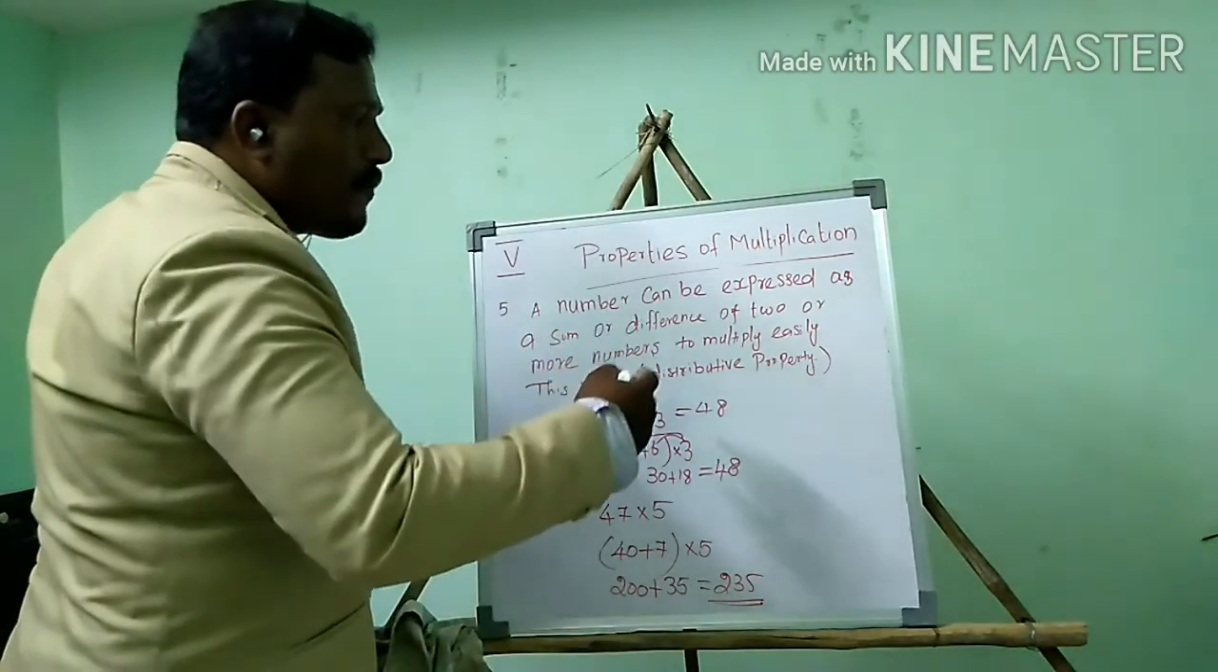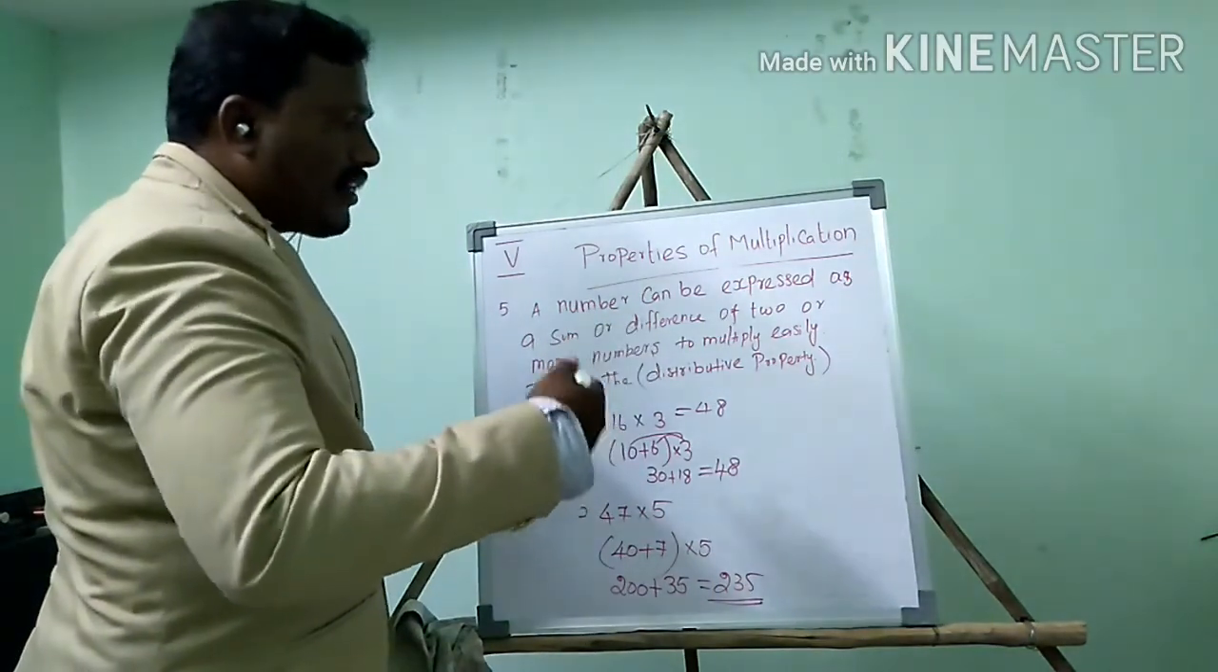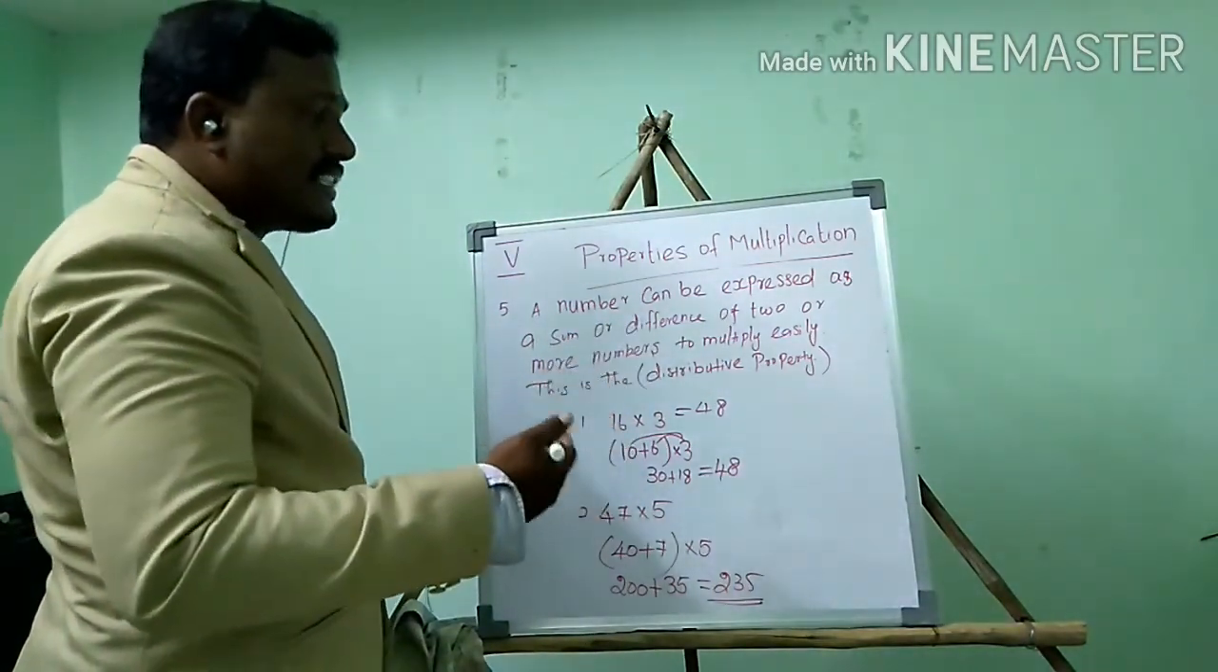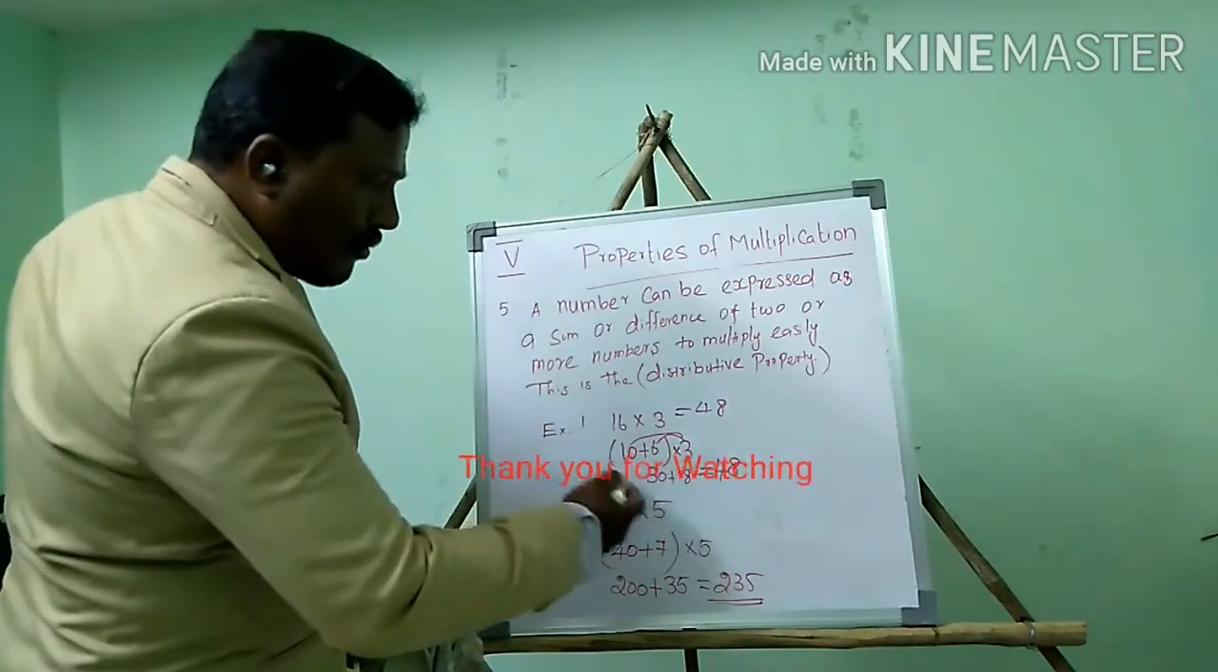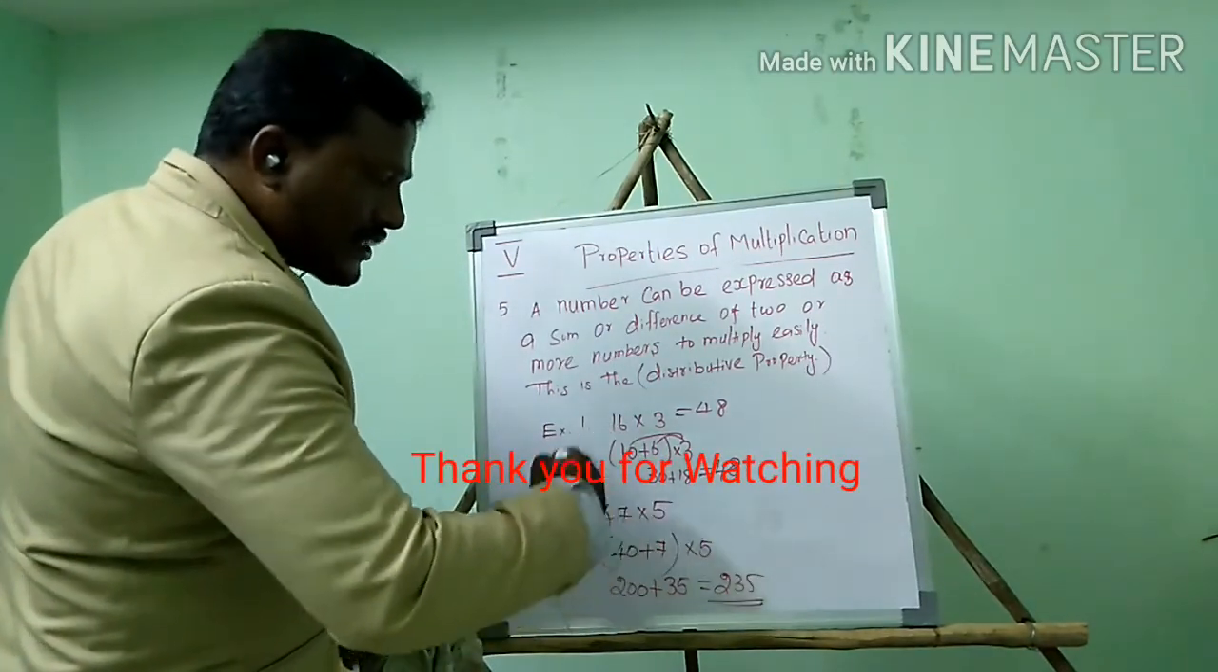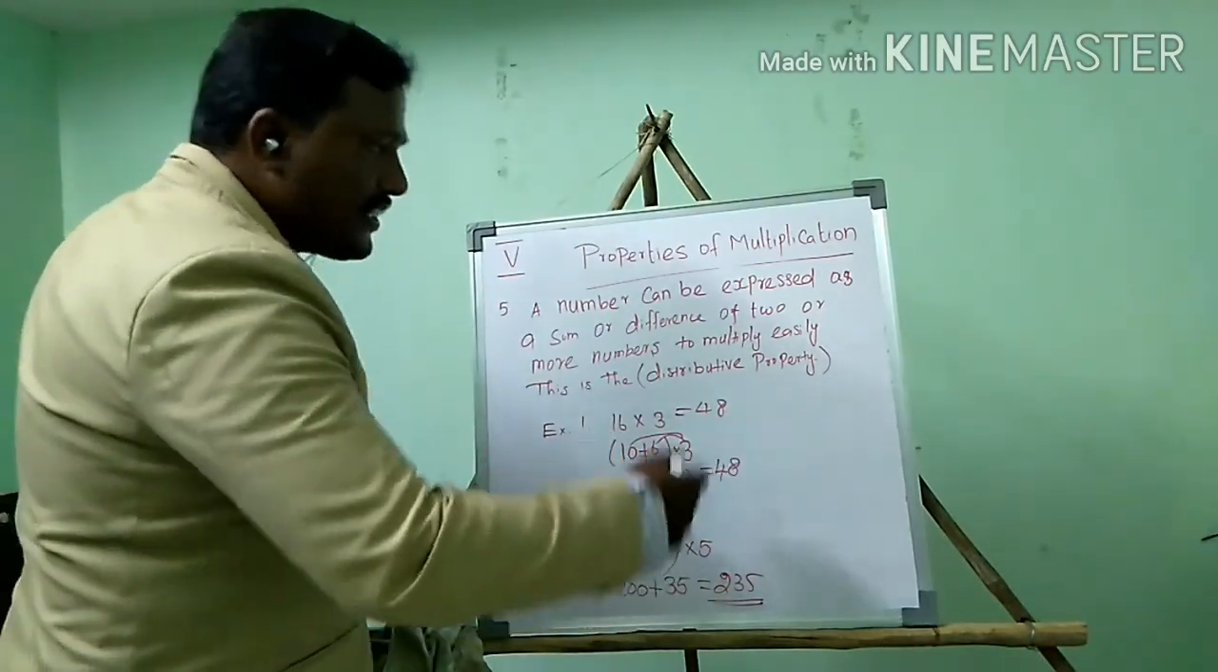So when you express a number as a sum or difference, you can multiply larger numbers easily. See the bigger numbers. Now I will express this in an easy method. Okay, this is the fifth property.